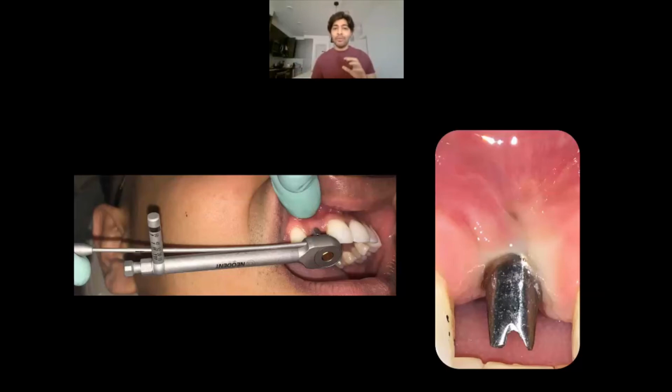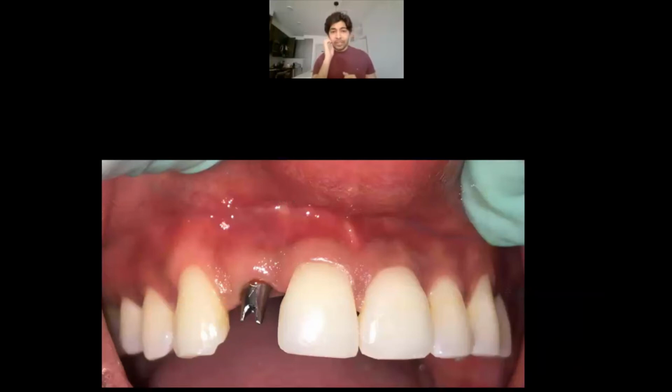Also, you have to wait 15 to 20 minutes and again go ahead and torque it down to the recommended torque value. So this is the final picture after I torqued down the abutment. This is how it looked. As you can appreciate in the picture, the blanching of the gum tissue went away.